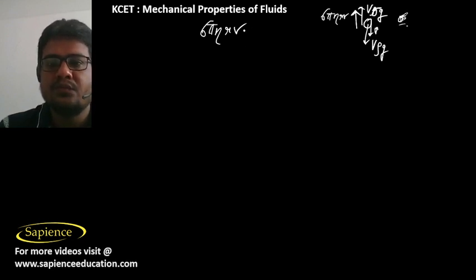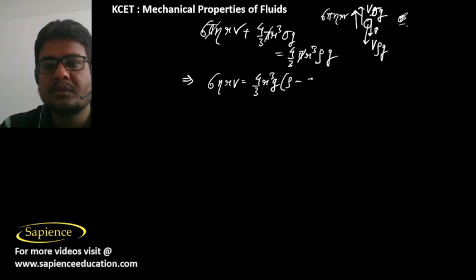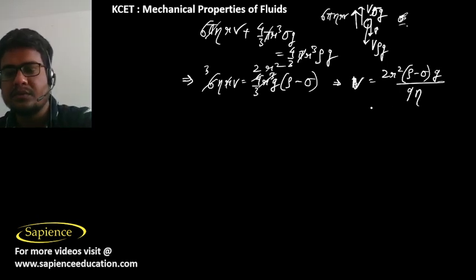So then we can say that 6 pi eta rv plus 4 by 3 pi r cube into sigma g is equal to 4 by 3 pi r cube into rho g. If we cancel the pi values, then 6 eta rv is equal to 4 by 3 r cube into g into rho minus sigma. Now 2 3s are 6, 2 4s are 4, so r square will come. So v will be equal to 2 r square rho minus sigma into g by 9 eta, where eta is the coefficient of viscosity of the air.